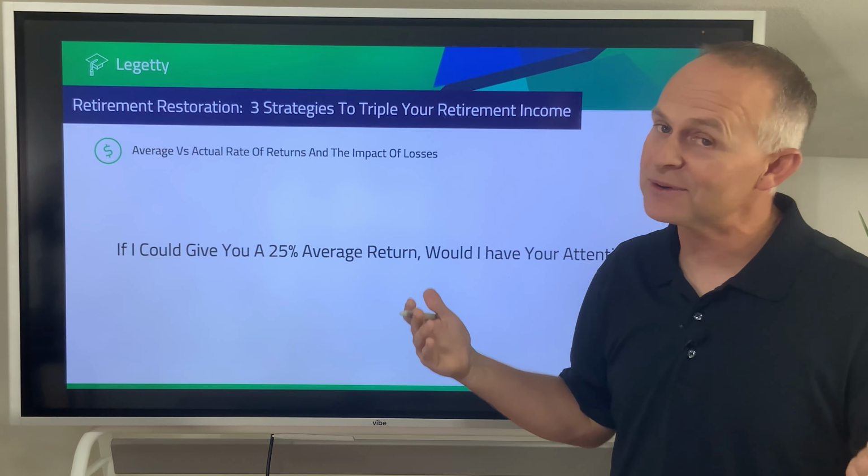Okay? Fast forward, time goes on, over 23 years, the average is 5.9, but the actual has only been 4.26. So over 23 years, your dollar turned into $2.61.